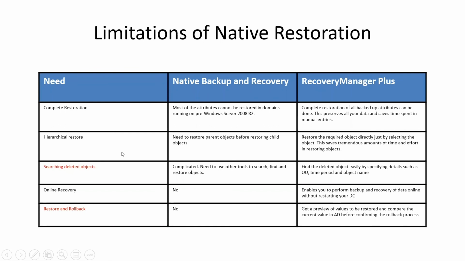And in terms of hierarchical restore, in our case I deleted a complete parent OU. In the native way, first I have to restore the parent object and then restore the child objects. But here I don't have to do anything. All I have to do is right click on the OU that I deleted and restore, and along with the parent OU, whatever child OUs it had and their respective objects, everything would be restored back to its previous point. And searching for a deleted object is very complicated in the native tool. You have to use other tools to find and restore objects.